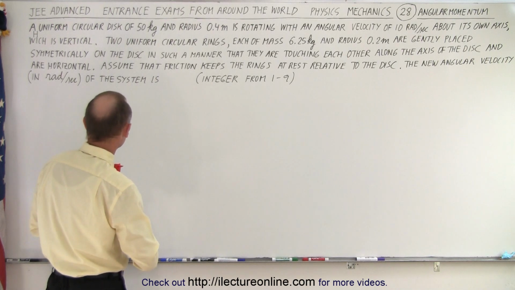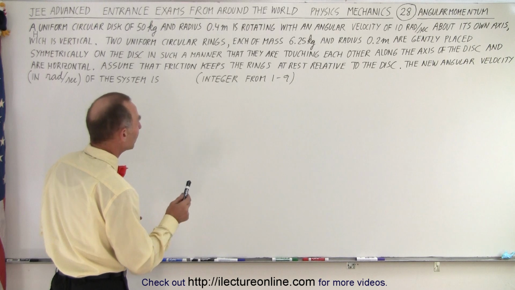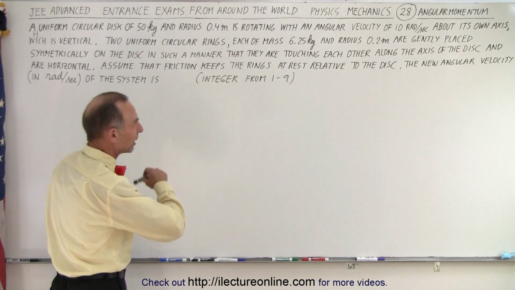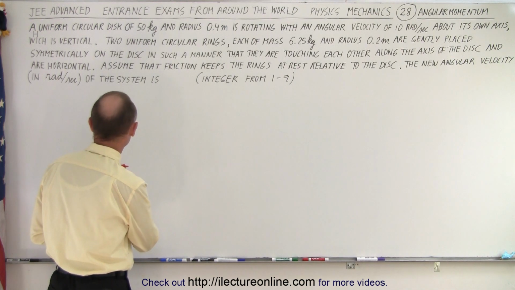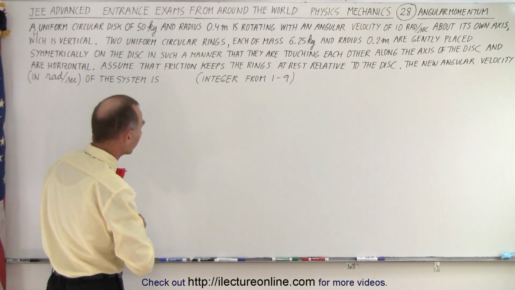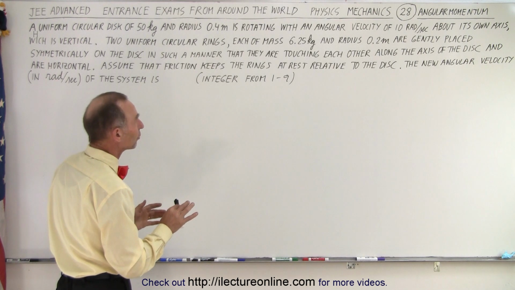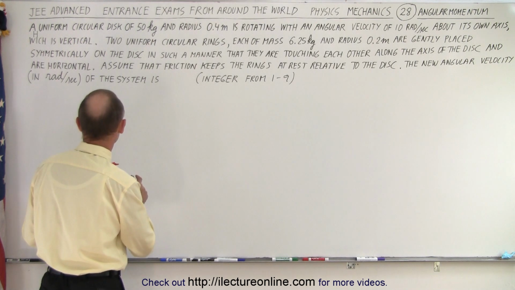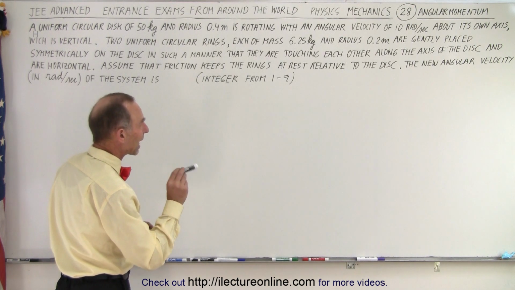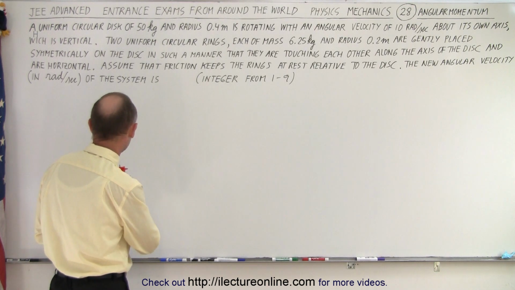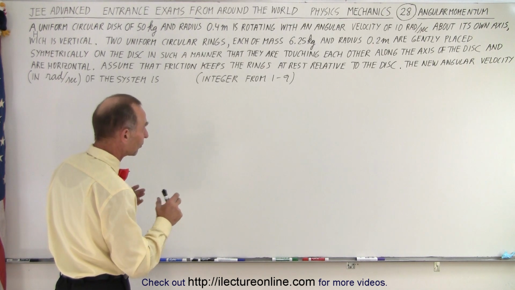A uniform circular disk of 50 kilograms and radius 0.4 meters is rotating with an angular velocity of 10 radians per second about its own axis, which is vertical. Two uniform circular rings, each of mass 6.25 kilograms and radius 0.2 meters, are gently placed symmetrically on the disk in such a manner that they are touching each other along the axis of the disk and are horizontal. Assume that friction keeps the rings at rest relative to the disk.